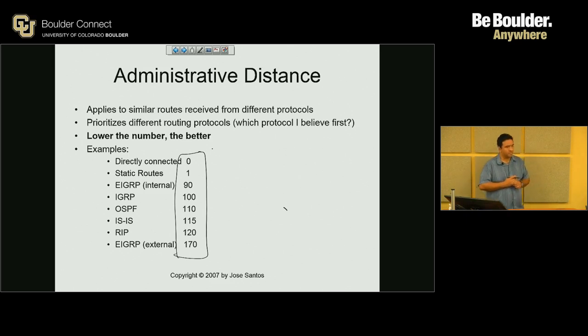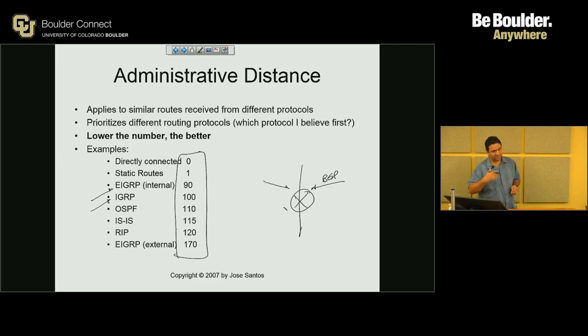Okay? Why do we even have a need for admin distance? Because admin distance is only usable when a router speaks more than one routing protocol. Okay? Like if you're a router on the border of your company, you're gonna learn routes through BGP and you're gonna learn routes from OSPF. And if both of them tell you we can reach the same network, which one do you believe the most? By default, actually, BGP is preferred over OSPF.